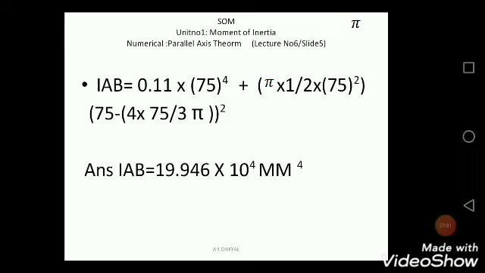Solving this, we get the answer IAB is equal to 19.946 into 10 raised to 4 mm raised to 4. So, students, this is the answer. I hope this numerical is clear to you. We'll move on to the next numerical in the next slide.